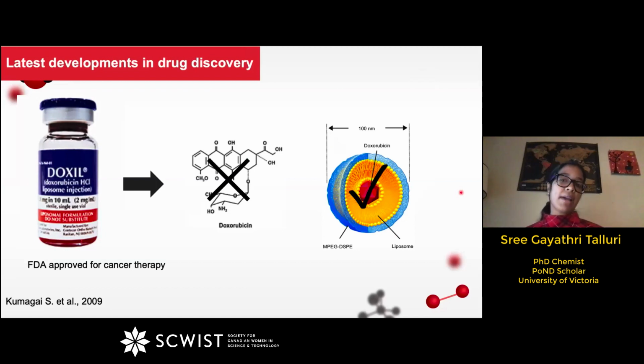In most cases, the drugs we deal with these days no longer look like this, but rather they look like this, in which a drug is present inside a nanostructure. Here, I show you the picture of a formulation approved for cancer therapy, known as Doxil. Doxil contains doxorubicin, an anti-cancer drug enclosed in a liposome made up of MPEG-DSPE. This nanostructure is typically on the order of 100 nanometers. As we begin to move from molecules to nanostructures, structure-aided drug design is no longer valid.